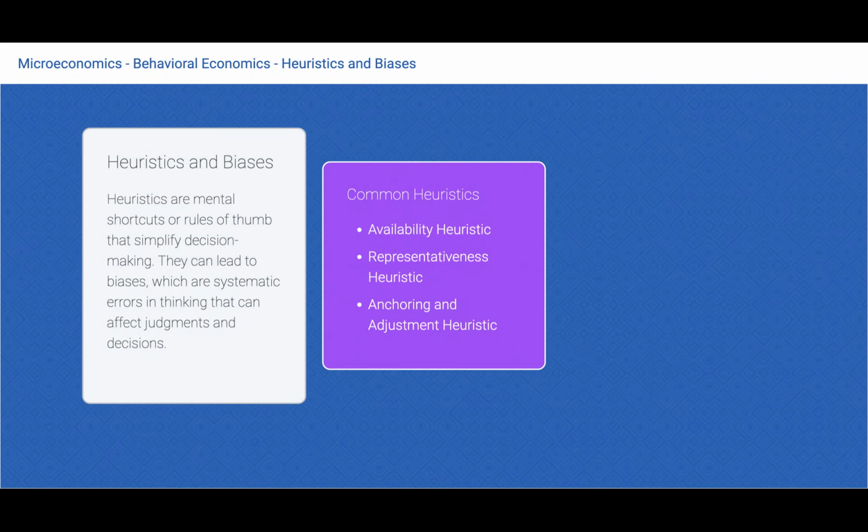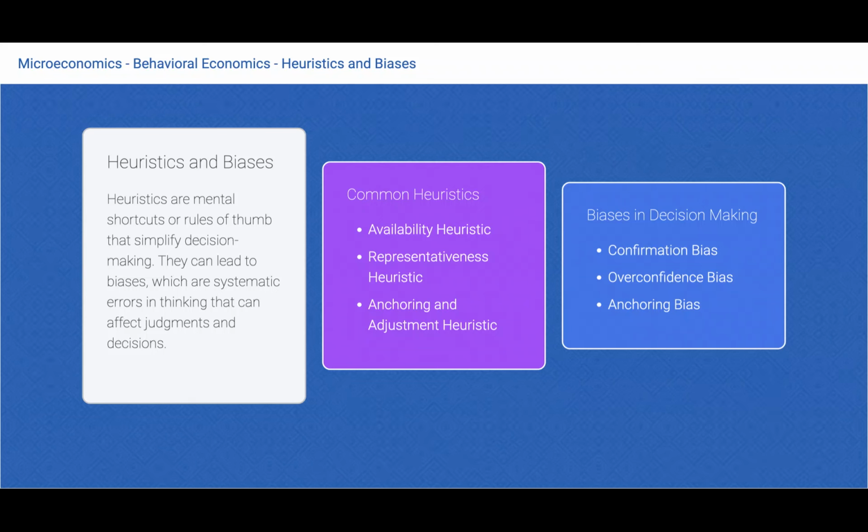Heuristics and biases play a significant role in how individuals make decisions. By understanding these cognitive shortcuts and potential errors in thinking, we can improve our decision-making processes and avoid common pitfalls. It's important to be aware of the influence of heuristics and biases in various aspects of life, including problem-solving, judgment, and risk assessment. By recognizing these patterns, we can make more informed and rational choices.